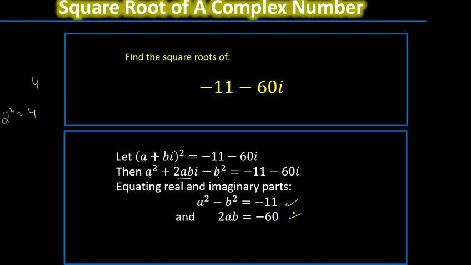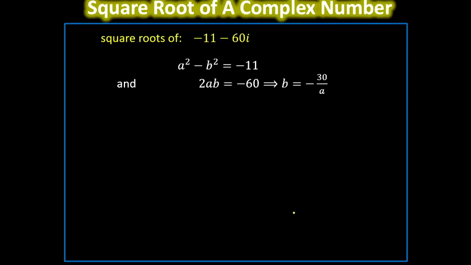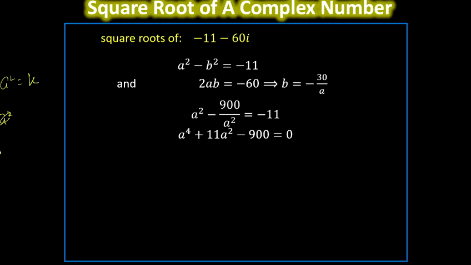Solve them simultaneously. You can rewrite b as negative 30 over a, and substitute in the first equation. Here 30 squared is 900. You have an equation of degree 4. You can use the concept of a disguised quadratic. If I take a squared as, suppose, k, can I write this as k squared plus 11k minus 900 and factorize it or use the quadratic formula? The factors are k minus 25 and k plus 36. And k is replaced by a squared, so a squared minus 25 and a squared plus 36.